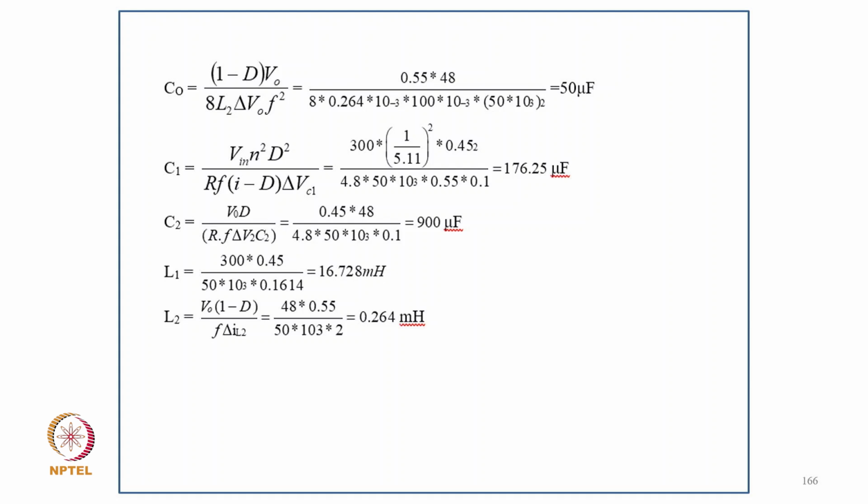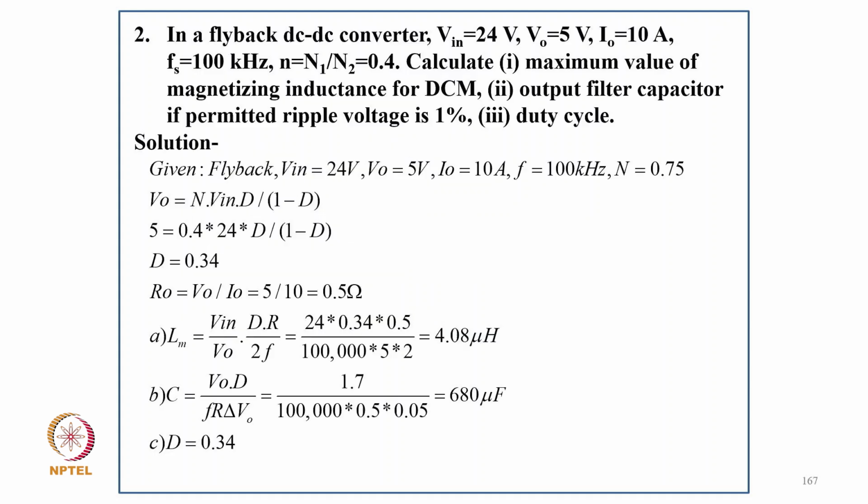C1 comes V in D N V square D1 upon R F 1 minus D delta VC1, it comes 176.25 microfarad. C2 comes V0 D upon F delta V2, C2 equal to 900 microfarad, and L1, putting a value, is 16.728 and L2, putting the value V0 1 minus dt of L2, comes 0.264 millihenry.